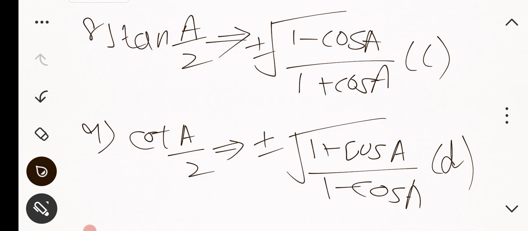sub multiple angles, and in the next video we will meet with AM5 trigonometry.